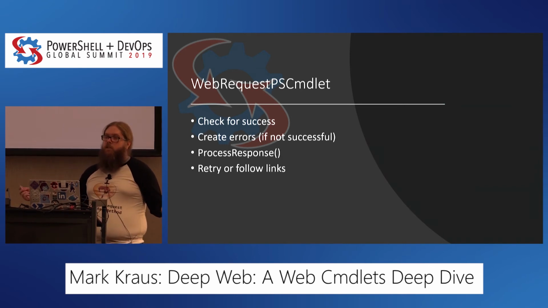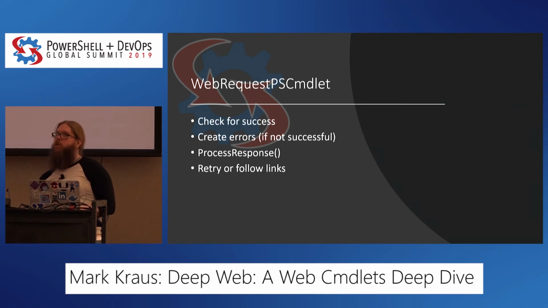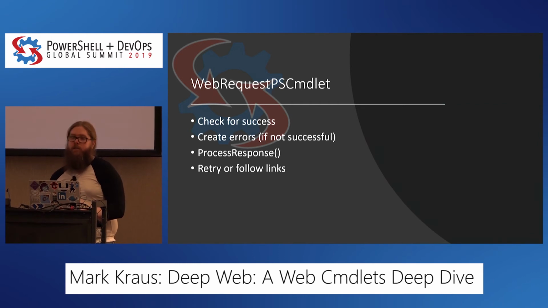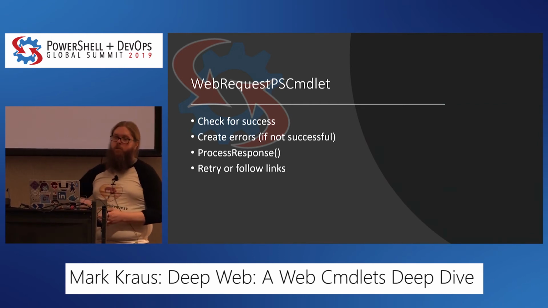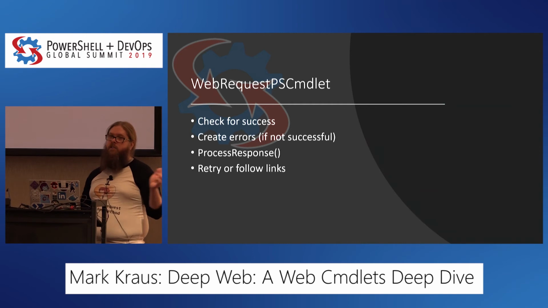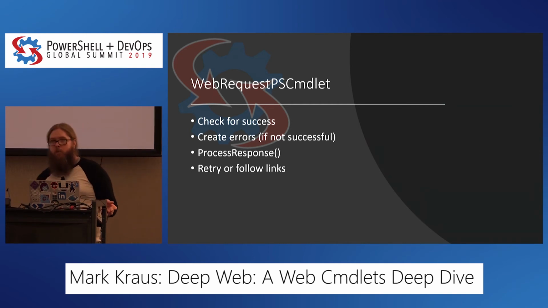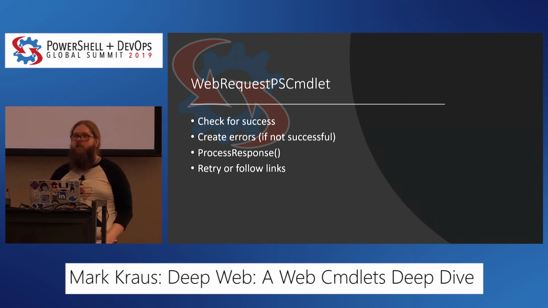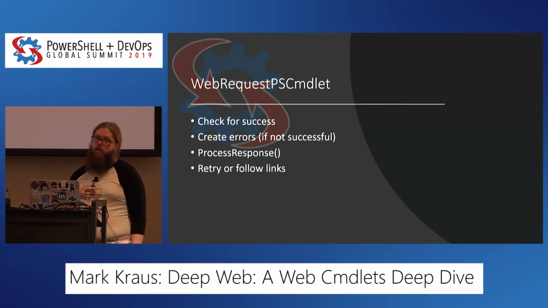So the next thing it does is the request, and it checks for success. Was this a successful request to the endpoint? Was it a 200 response or not, basically? It creates the errors if it wasn't, and then it passes off to the process response on the derived command. So this is still in the base command of the web request PS cmdlet, and it's done most of the work of actually calling the endpoint, setting your requests, setting your headers, all that stuff. And once it's done all that work, then it's like, okay, Invoke-WebRequest, you go do your thing, or Invoke-RestMethod, you go do your thing.